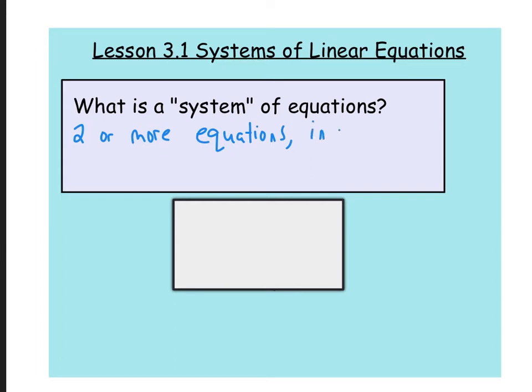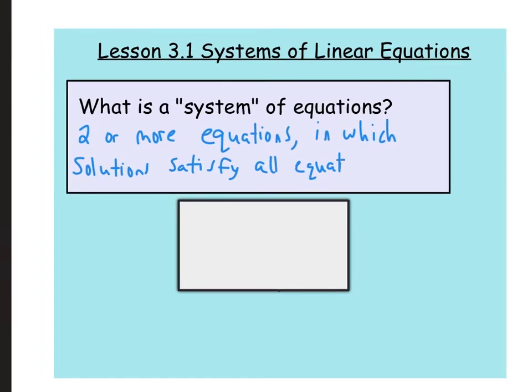in which solutions satisfy all equations. Okay, so no more just solving for one variable. You're going to be solving for two or more. Okay, so we've seen one method, the graphing method, where you graph two linear equations, slopes and y-intercepts, and we look for their intersection, and that's actually finding the x and y value that solves the system. There are some other methods using algebra, which are sometimes a lot quicker.